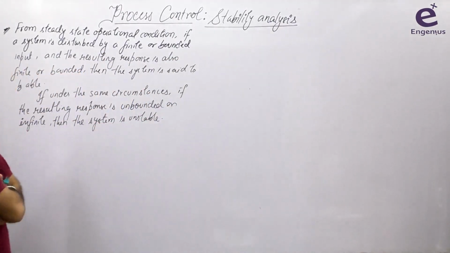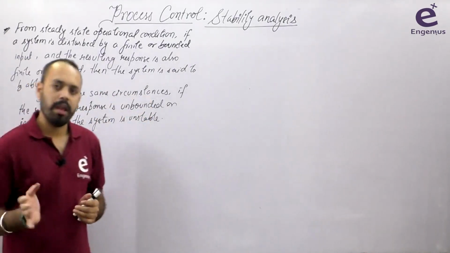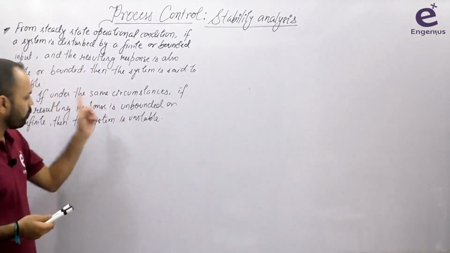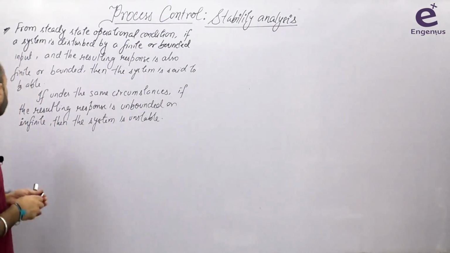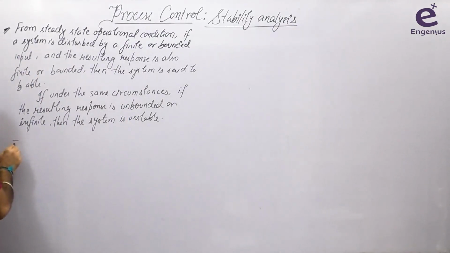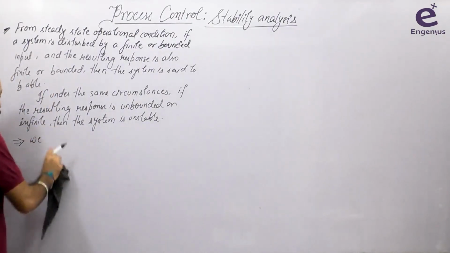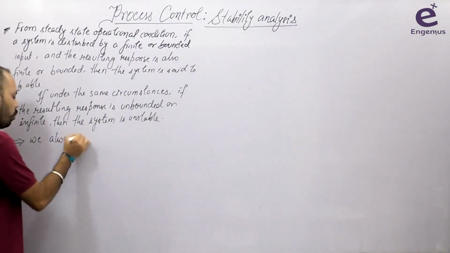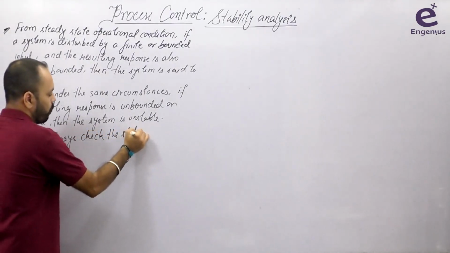Otherwise, under the same circumstances, what is the meaning of same circumstances? Same circumstances means the input is bounded. If the input is bounded, but the response is unbounded or infinite, in that case, the system is unstable. One conclusion from this discussion is we always check the stability of the system. Write it down. We always check the stability of the system.